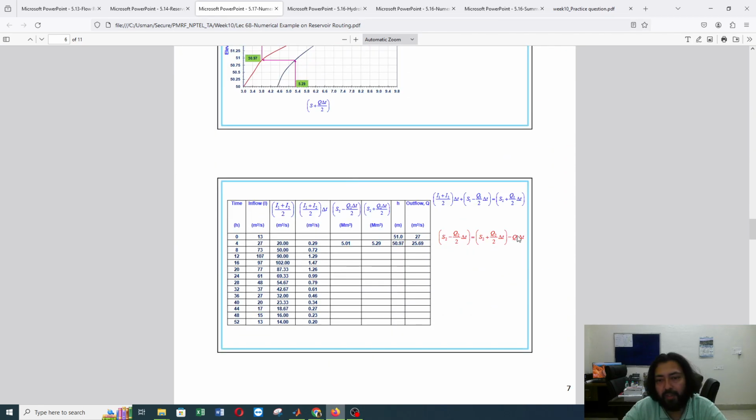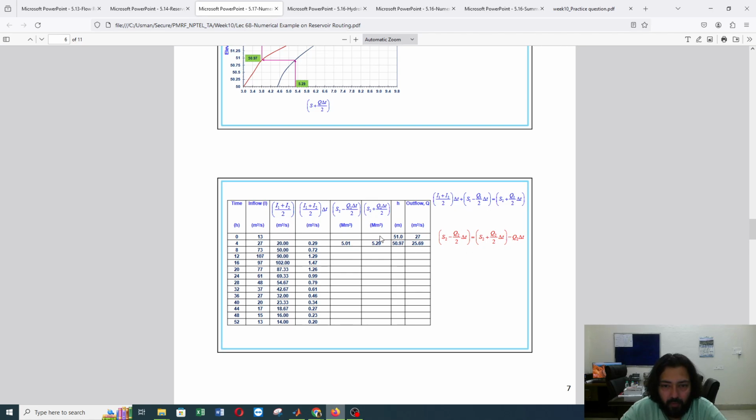By using this equation, that is S2 minus Q2 delta T by 2 is equal to S2 plus Q2 delta T by 2 minus Q2 delta T. So we know the value of Q2, that is 27, and we know the value of delta T. So the delta T is 4, right? So by using those values we have calculated 5.012.